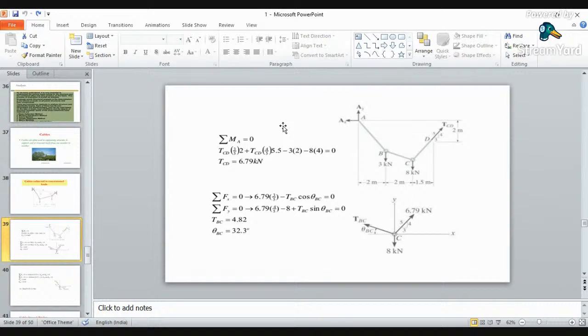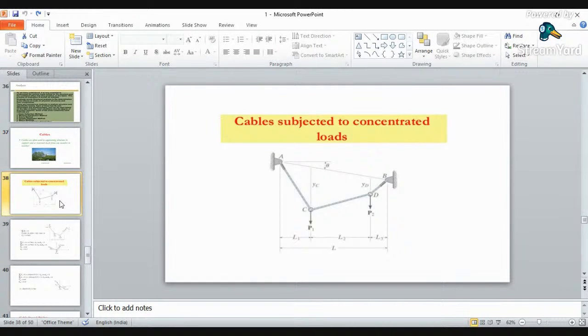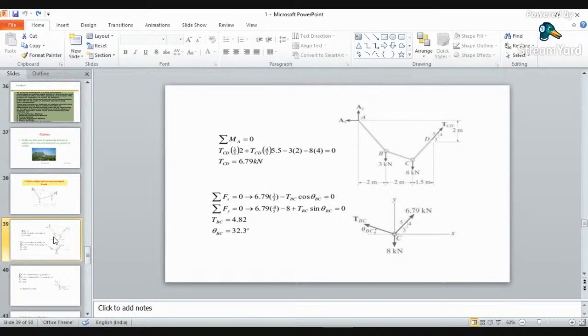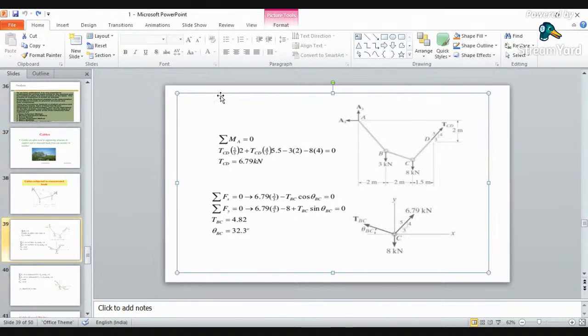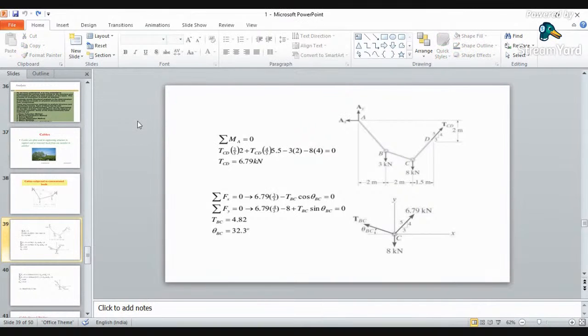Now I have applied summation of moment at A equals 0. I have to analyze this cable; simply I have to find out the various forces in the various elements of this cable. By applying summation of moment at A equals 0, I got my value of TCD, this force, as 6.79 kilonewton. Because you know this B force, you know this C force. You are applying summation of moment at A, so forces at A will become 0, so you will directly get your TCD.